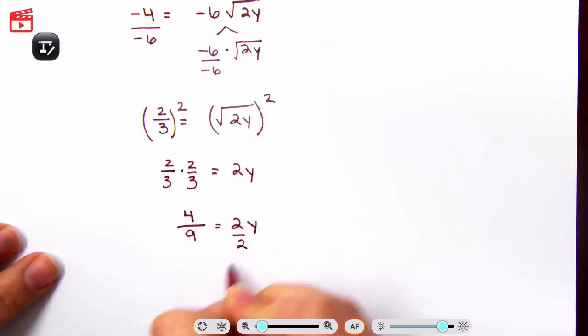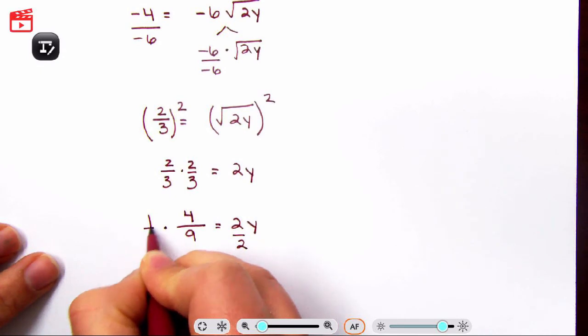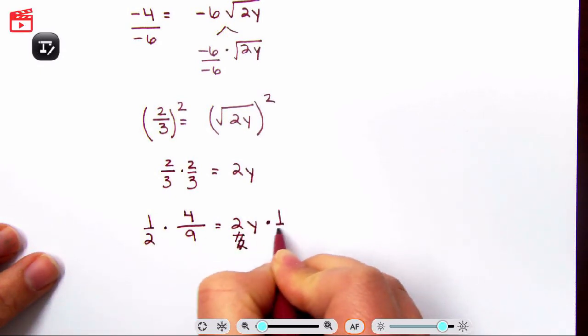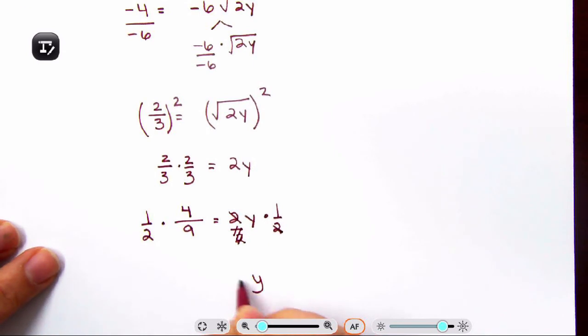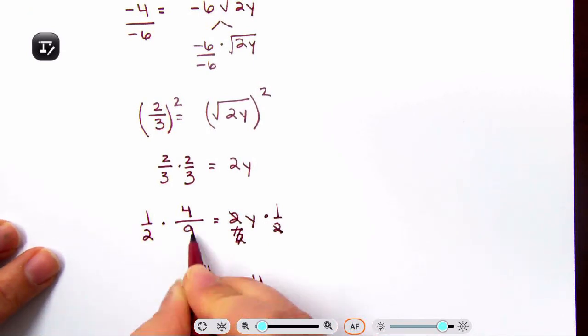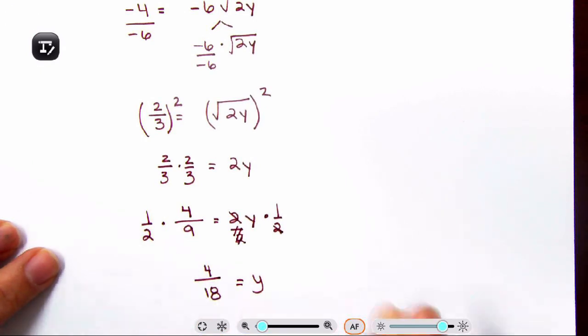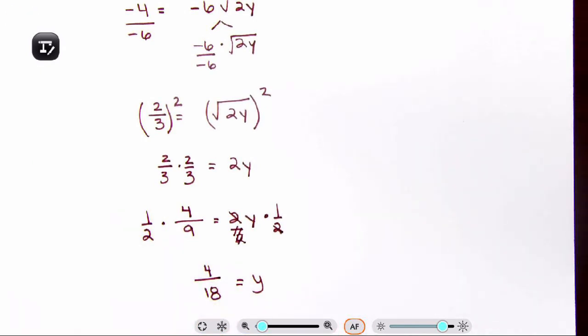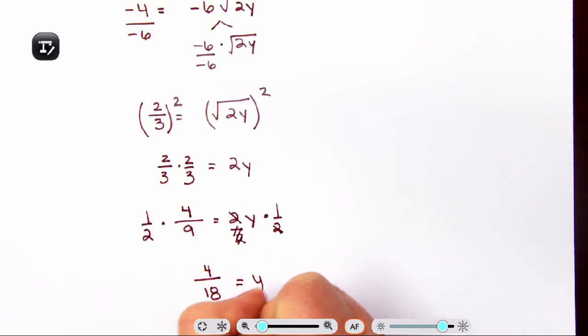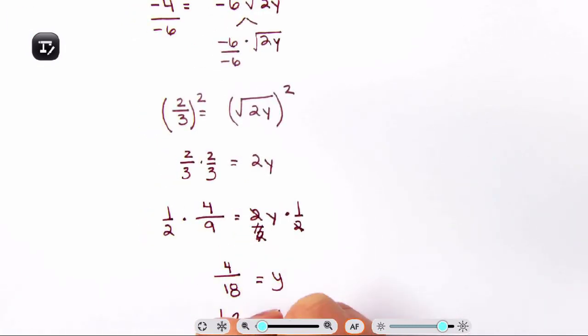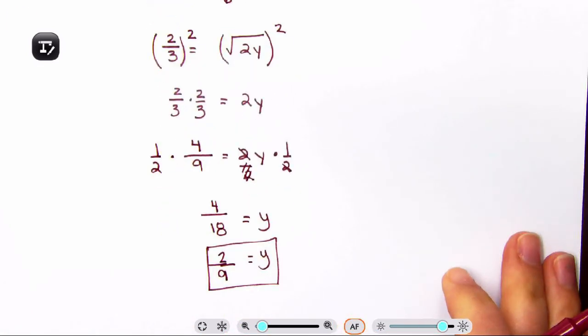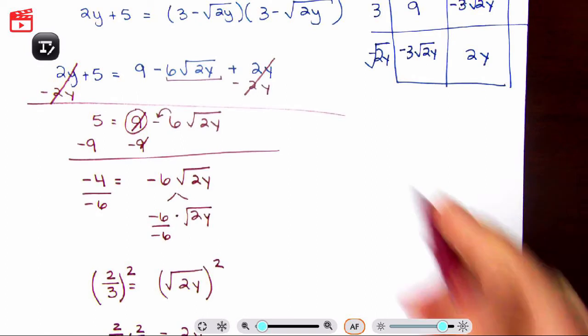I'm going to divide by 2, which is the same thing as multiplying by 1/2. So if you want to multiply by 1/2 here to make your life easier, do that. So y is equal to 4 over 9 times 2, which is 18. 4/18, now we can still simplify. 2 goes into 4 twice, 2 goes into 18 9 times. So 2/9 is our potential answer. We just need to double check and plug it back into the original.